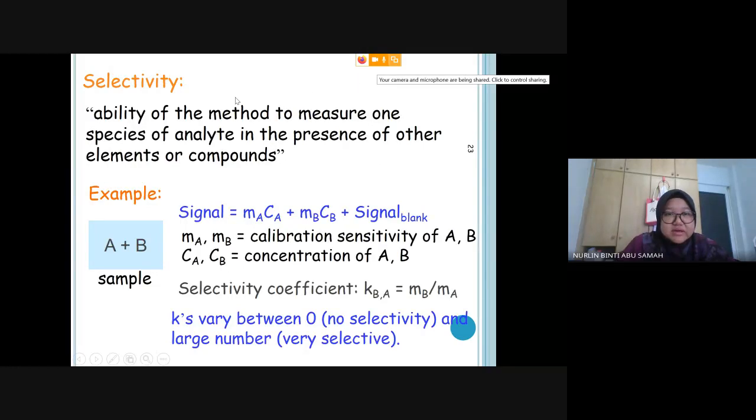Selectivity. This is the method that I mentioned to you: the ability of a method to measure one species, to be selective, one species of the analyte in the presence of other elements or compounds. The presence of other elements, kita refer kepada interference, the disturbance. So you can see that the signal is always the sum of calibration sensitivity and the concentration of your analyte.